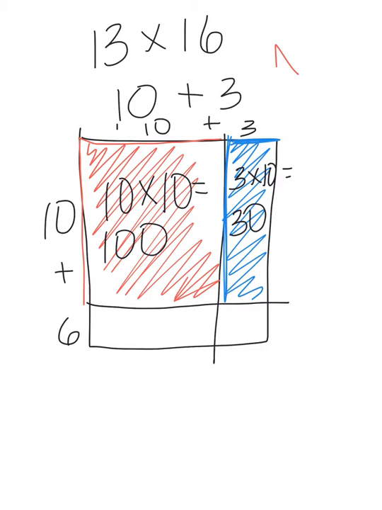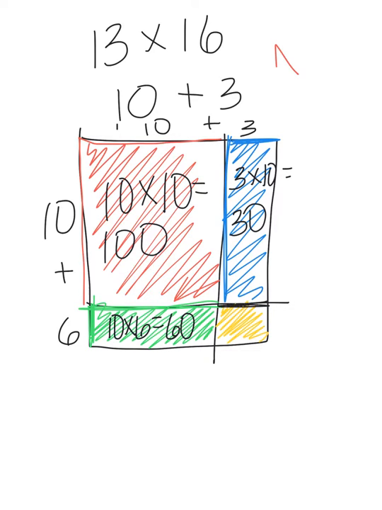The bottom box here has 10 along the top as well and 6 down the side. So that would be 10 times 6 equals 60. And then the little tiny box that I have left, I'm going to do it in yellow. It would be 3 along the top and 6 down the side, so 3 times 6 is a tiny box, so that's the smallest quantity I have.